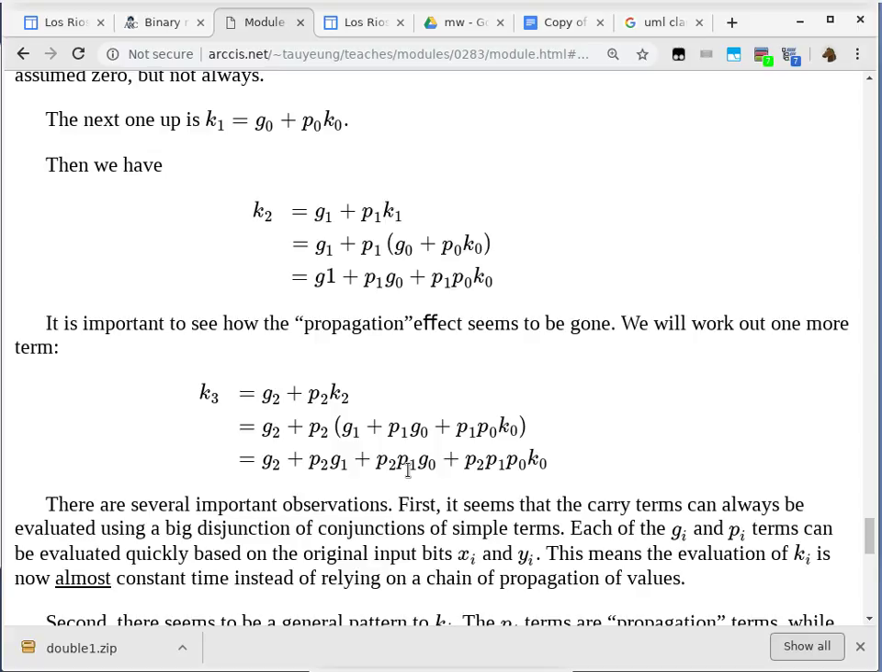And that's the whole point of the carry look-ahead mechanism as opposed to the carry ripple mechanism, where K3 depends on K2, K2 depends on K1, and K1 depends on K0. Then it becomes sequential, a linear kind of thing. Is that okay? Okay.